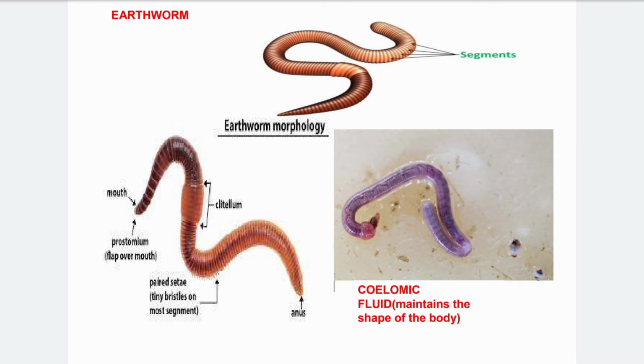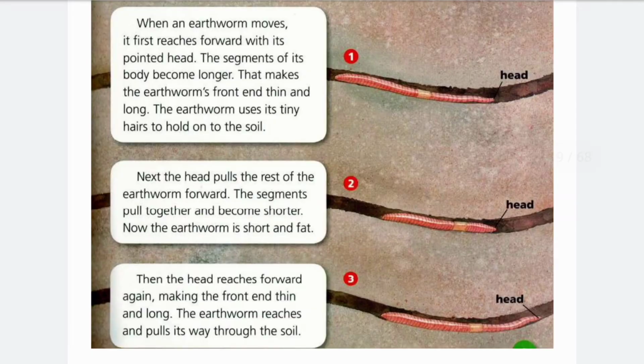Movement in earthworm. An earthworm is an invertebrate. It has a long tube-like body. It has no bones. Its body shape is maintained by the fluid present inside its body. That fluid is called coelomic fluid. An earthworm's body is made up of several parts called segments.